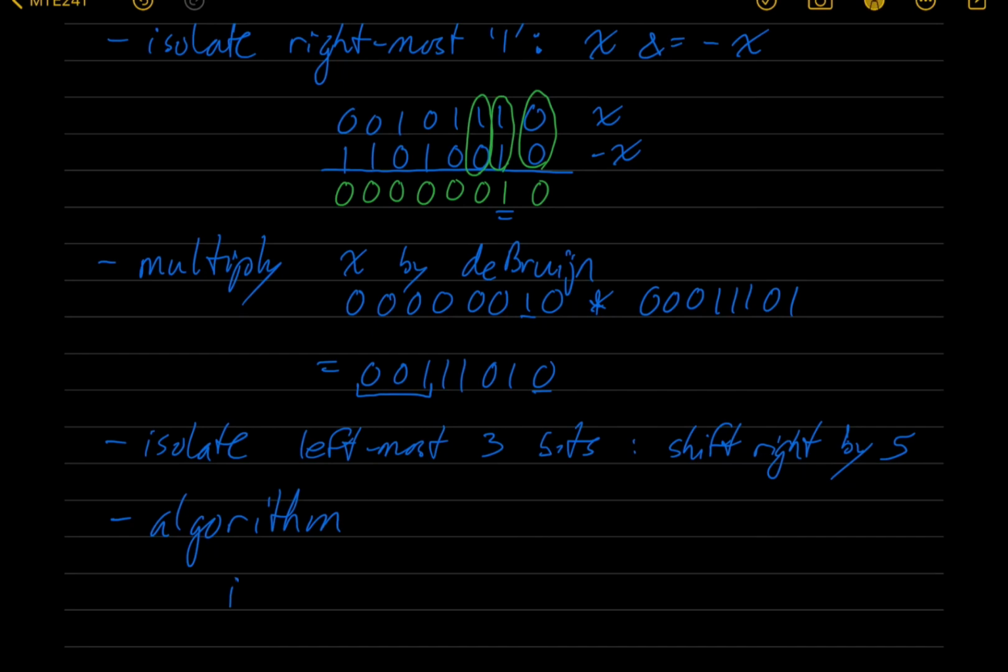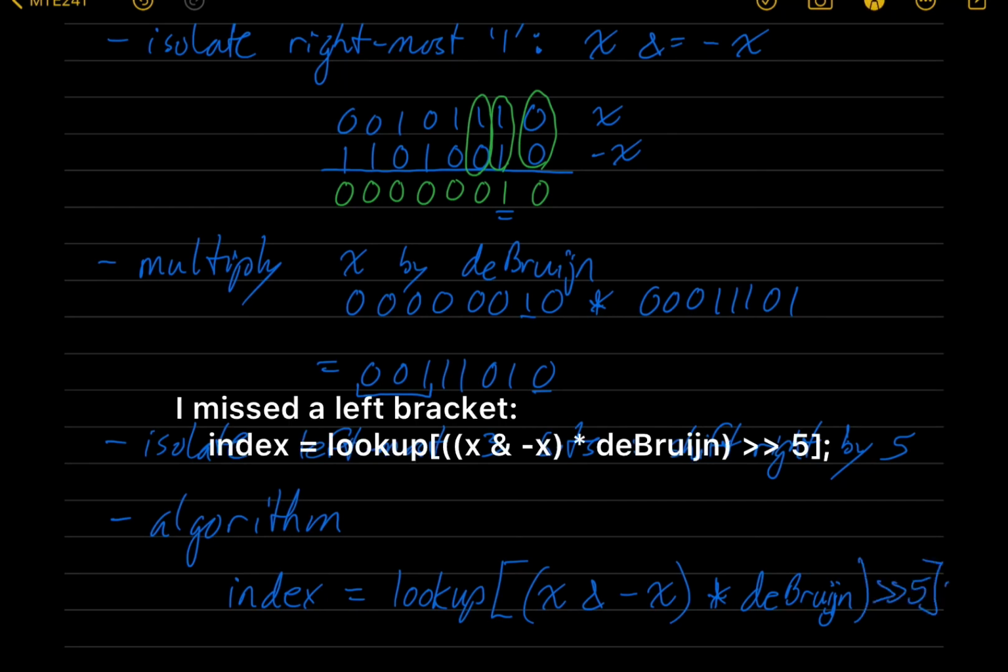So the algorithm ends up looking like this. The index, or the position of the rightmost one in our number, is going to be equal to the value that we get back from the lookup table at the position x and negative x, times the de Bruijn sequence, shifted over 5 bit positions.